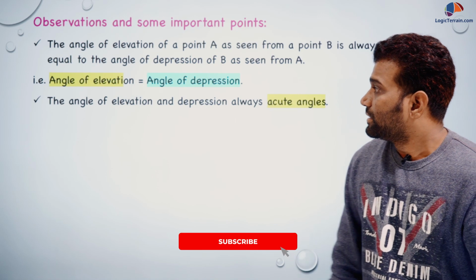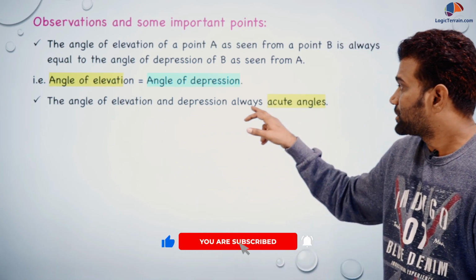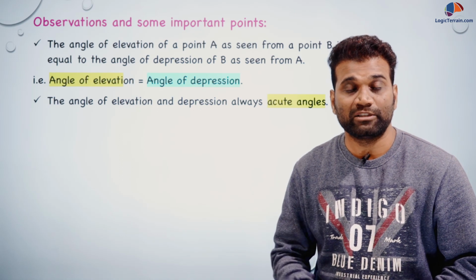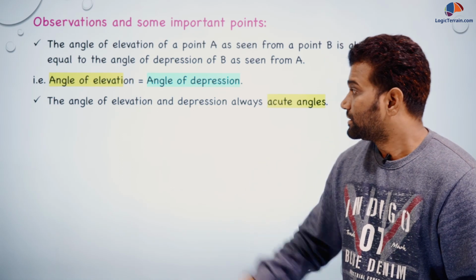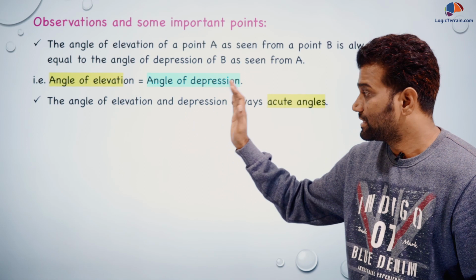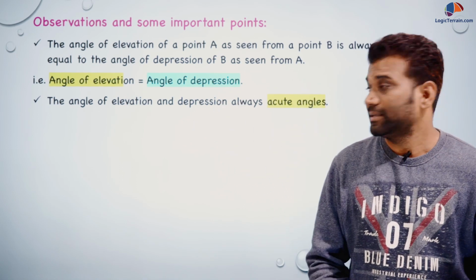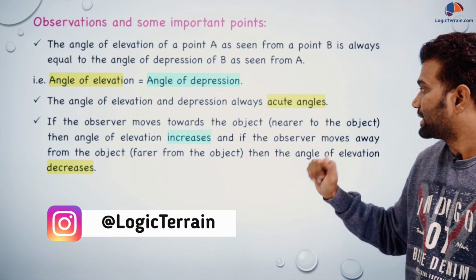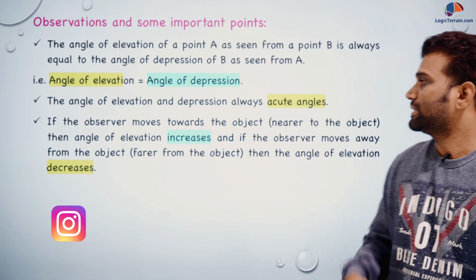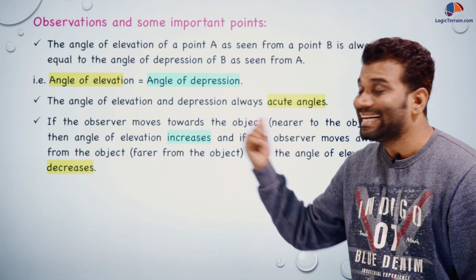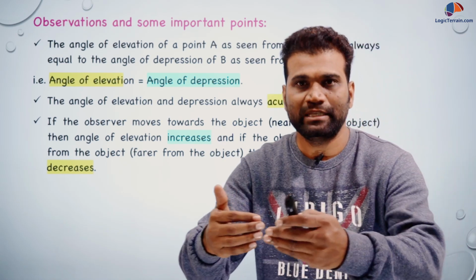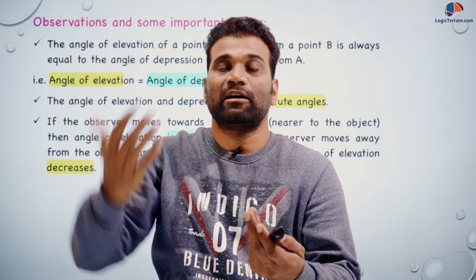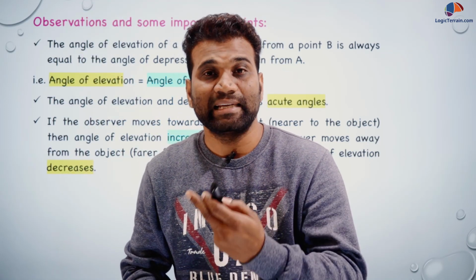Next, the angles of elevation and depression are always acute angles. This is a very important point you need to keep in mind. Next, if the observer moves towards the object, that is nearer to the object, the angle of elevation increases, right? If you are moving towards the object, you have to look up more to see the object, so obviously the angle of elevation increases.